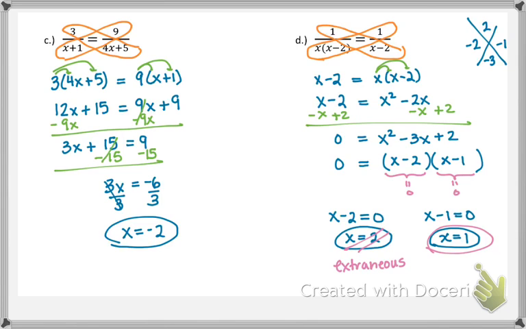That's our only answer. So when you have rational equations where there is one fraction on each side, you're going to cross multiply. Remember to distribute if you need to, and then once you cross multiply, you solve the equation like a regular linear or quadratic equation.